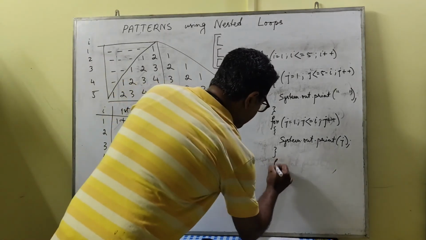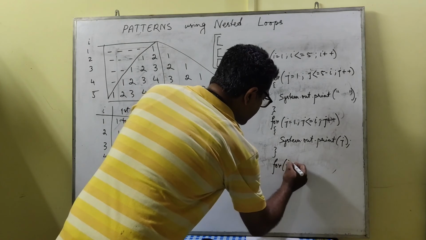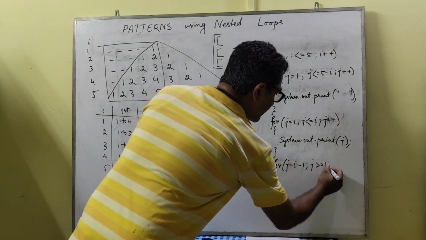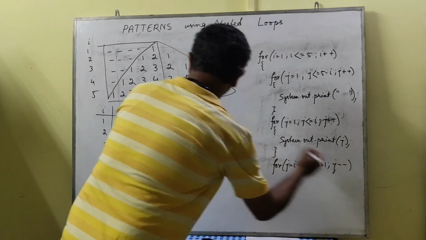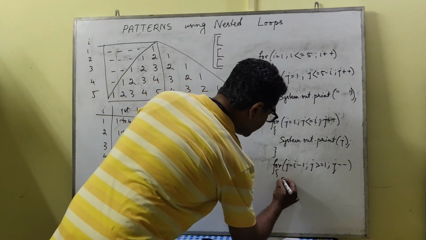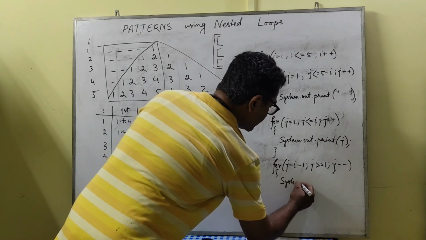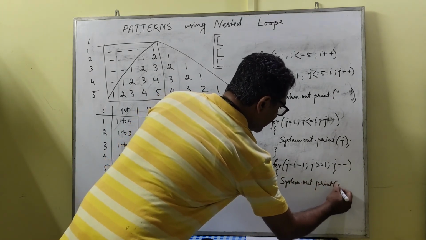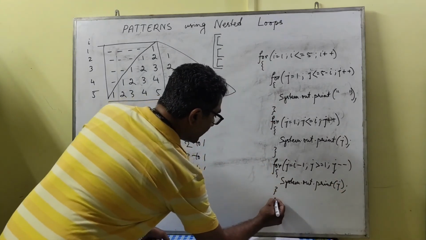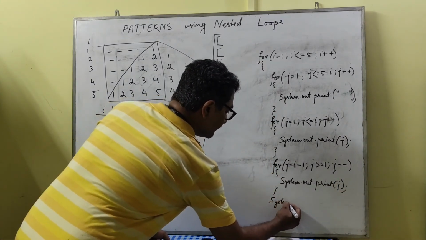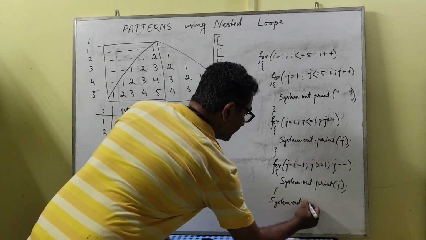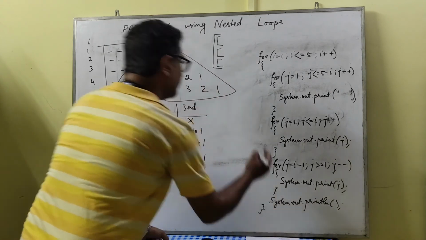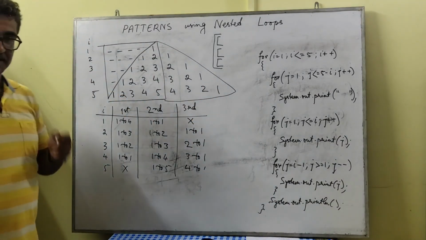That's fixed. So for j equals I minus 1 till j greater than equal to 1, j minus minus because it's decreasing, and here we can print it. System.out.print j followed by System.out.println. Long method, but it is effective.